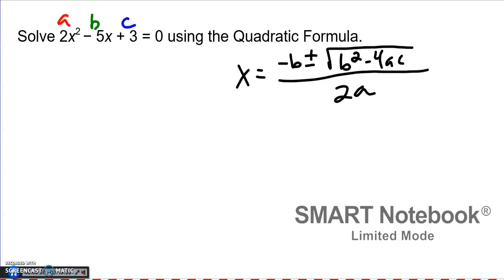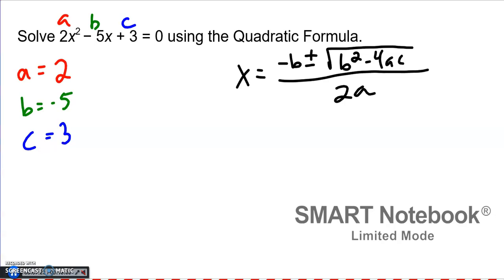I know a lot of teachers are going to have you write that out, so they might say, right over on the side, a is equal to 2, b is equal to negative 5, and c is equal to 3. This is a good strategy to help you out, especially in the beginning, because once we write it out it's not as confusing. We can just take these values of a, b, and c and plug them in.